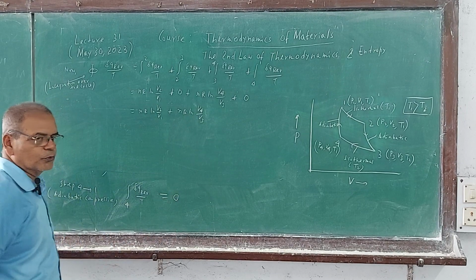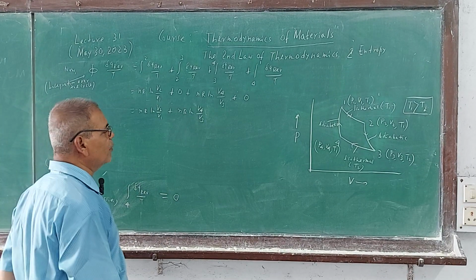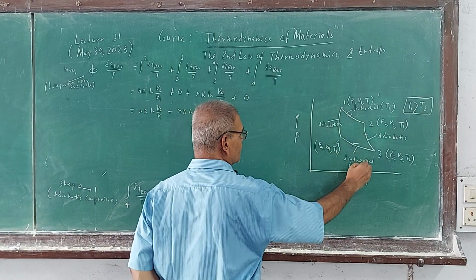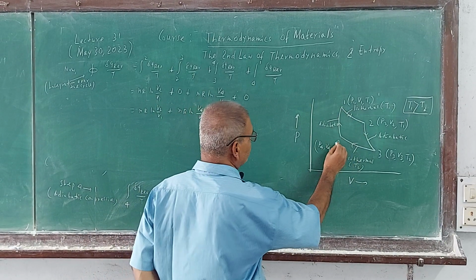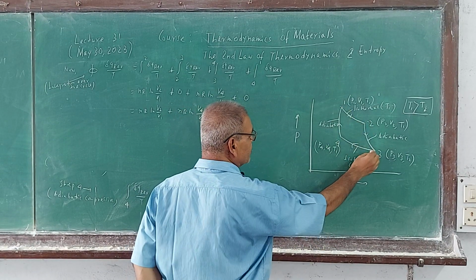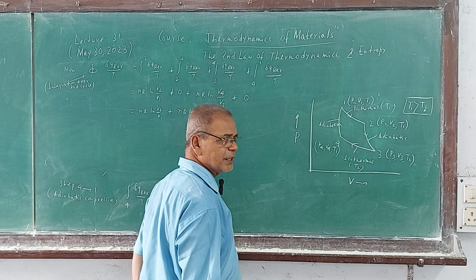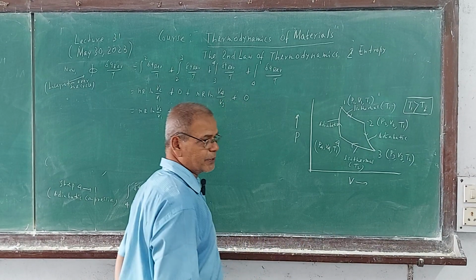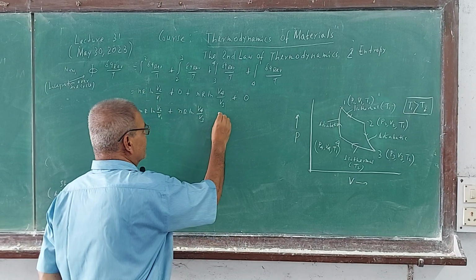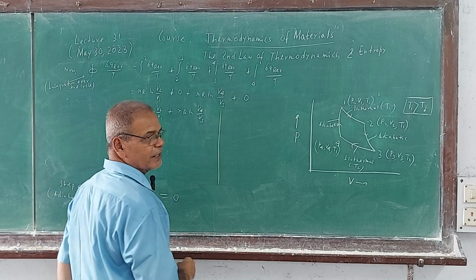Write the two terms. Now note, we want to get a relation between V2 by V1 and V3 by V4, perhaps there's a linkage. V2 by V1 and V3 by V4 may be equal, but let us establish this. Consider for this the next step.